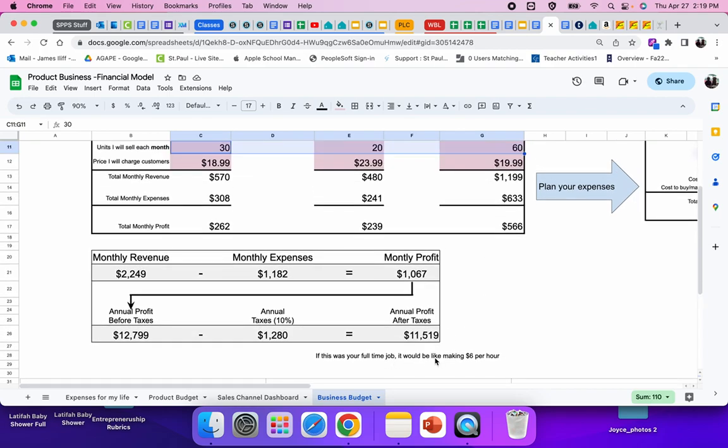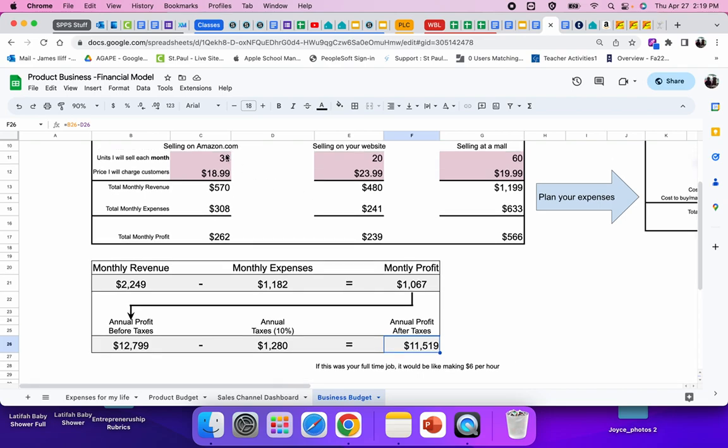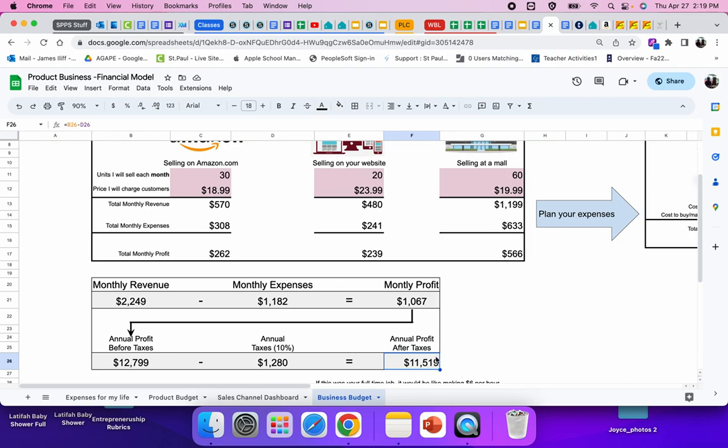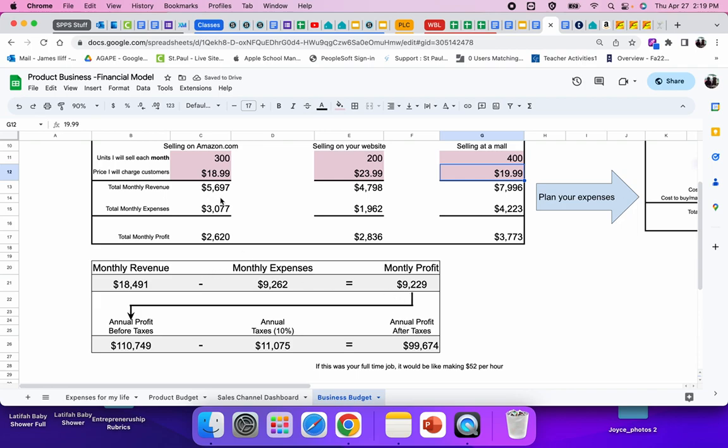Just to put that in context, if you were working a full-time job and you made $11,500, that would be like making $6 an hour. So, long story short, if you're selling just this, you wouldn't make a living on $11,000 a year. But if this was just one product of many that you sold, that would get your profit up. Or if it turned out that you were selling like 300 of these and 200 of these and 400 of these, now all of a sudden your revenue goes way up, your expenses go up, and your profit goes up.